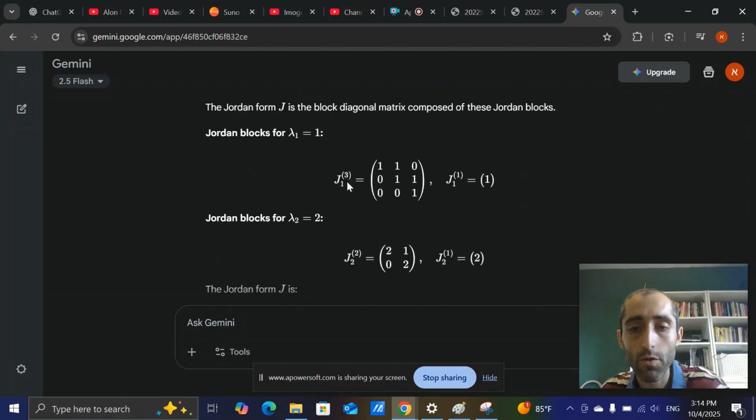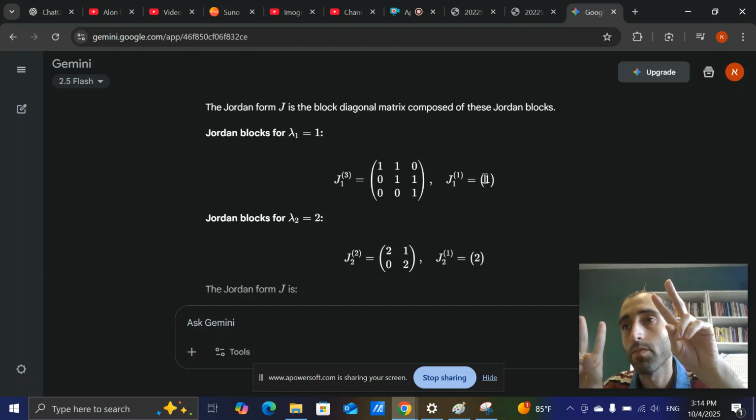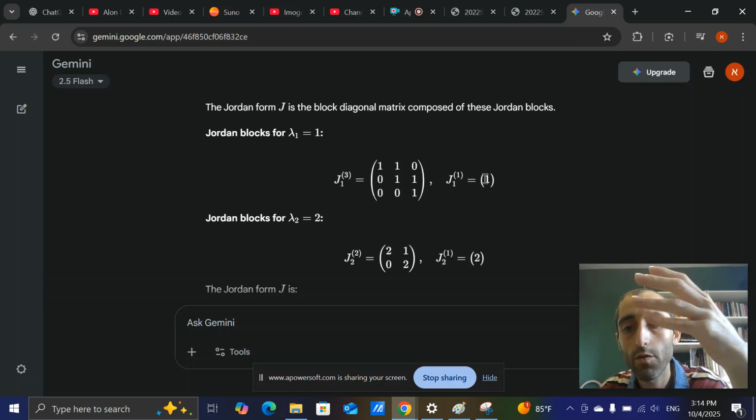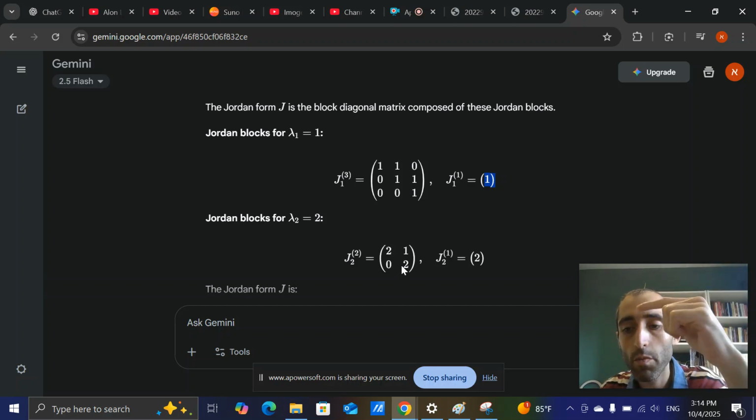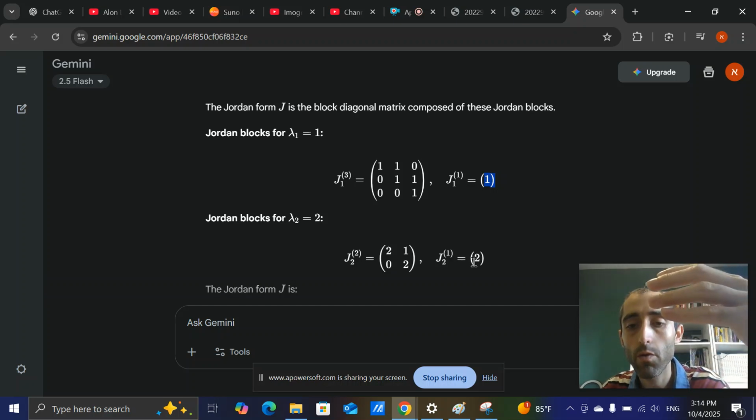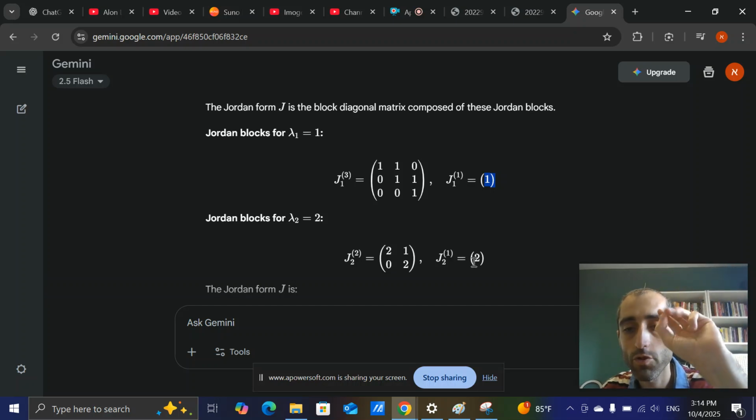So again, for eigenvalue 1, the minimal polynomial tells us that the biggest block is of size 3. Here it is. And what we have left is to sum it all up to the characteristic polynomial. So we need another block of size 1. Here it is. And for eigenvalue 2, we have this block because the minimal polynomial said that the biggest block is of size 2. So here it is, and we need to sum it all up to the power in the characteristic polynomial, which is 3. So we need another one. So this is the second block.